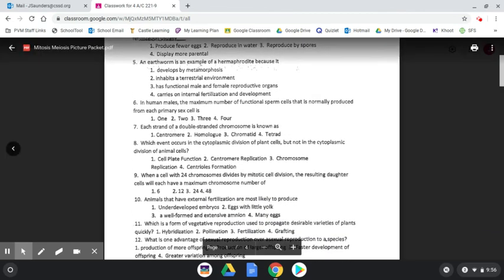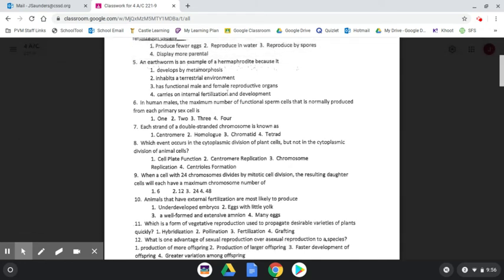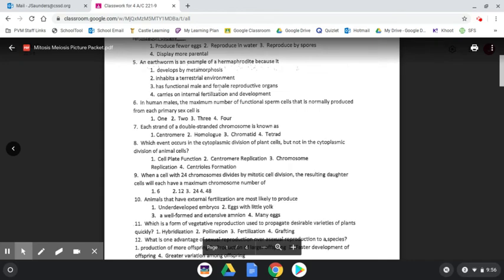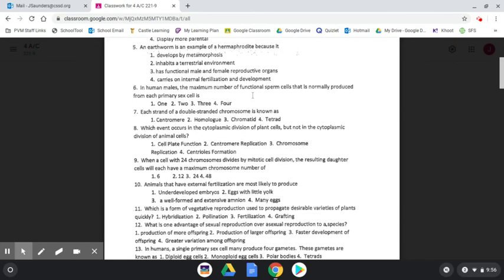Number five, an earthworm is an example of a hermaphrodite. Because it, three, has functional male and female reproductive organs. Hermaphrodites have both gonads, both sex cells.